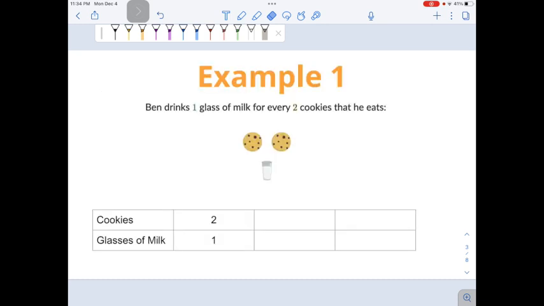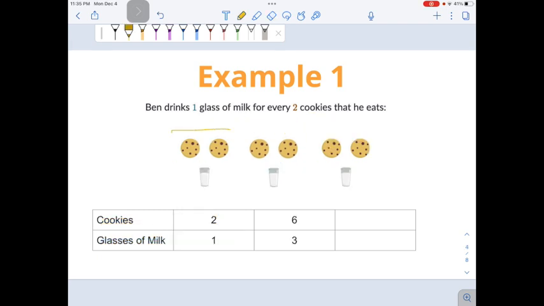Example number 1. Ben drinks 1 glass of milk for every 2 cookies, here's 2 cookies. Ben drinks 1 glass of milk for every 2 cookies that he eats. We're going to continue this pattern, so he eats multiple cookies and multiple glasses of milk.